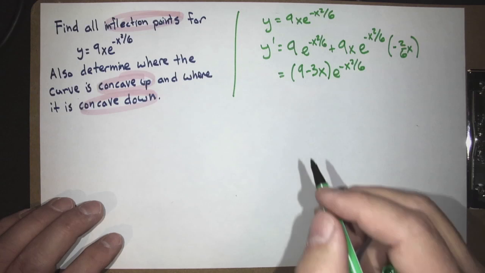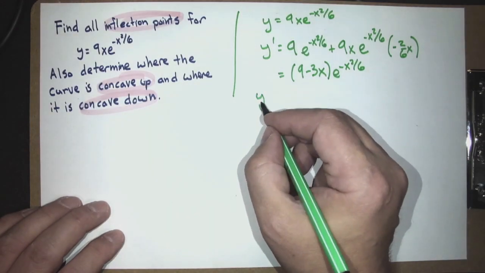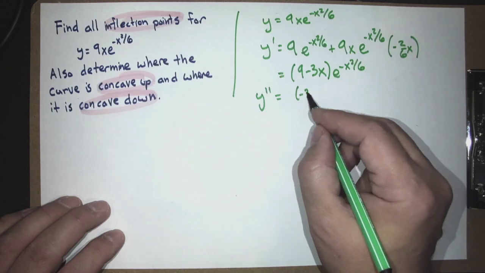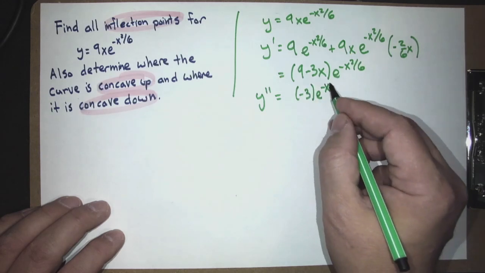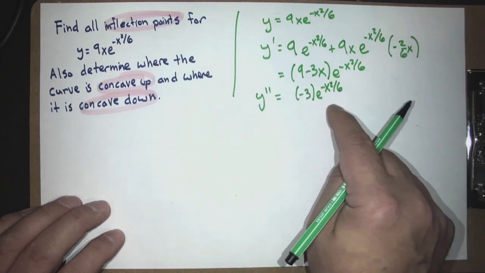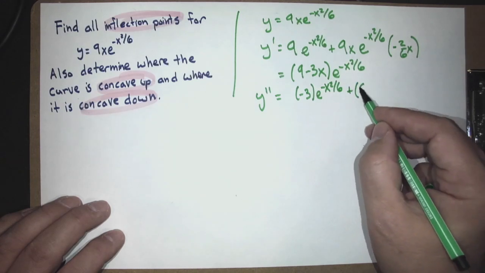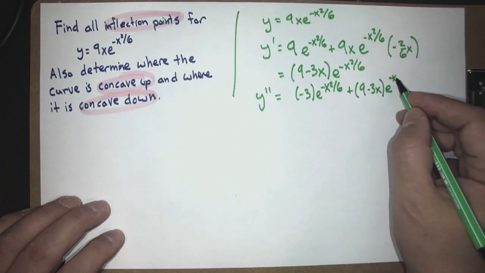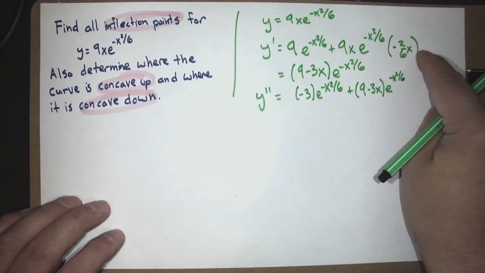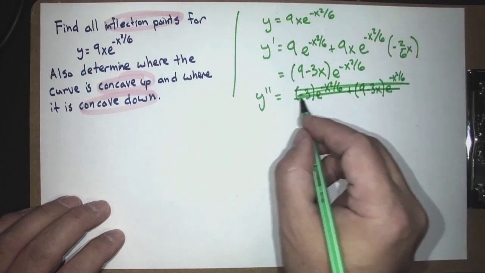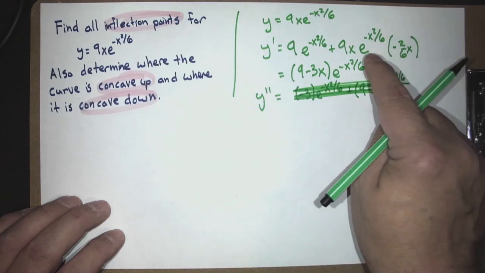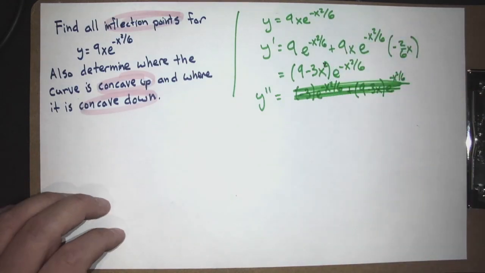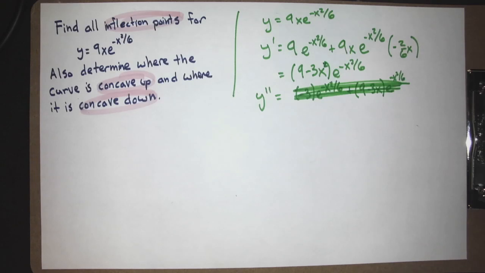In that case, we go to the second derivative. y double prime. Derivative of the first, negative 3 times e to the negative x squared over 6, so the derivative of the first times the second, plus the first, 9 minus 3x, e to the minus x squared over 6. Oh, whoops. I forgot something. x and x means x squared. I knew this was looking too easy.